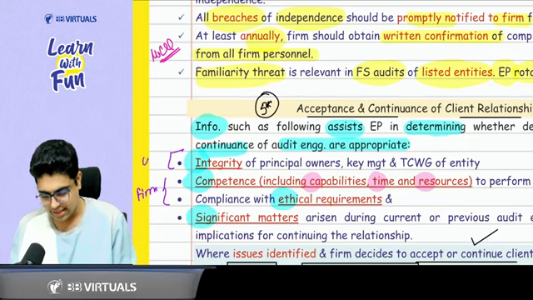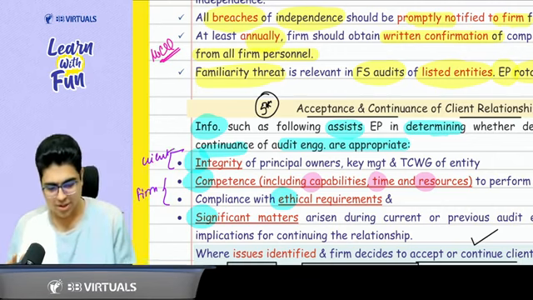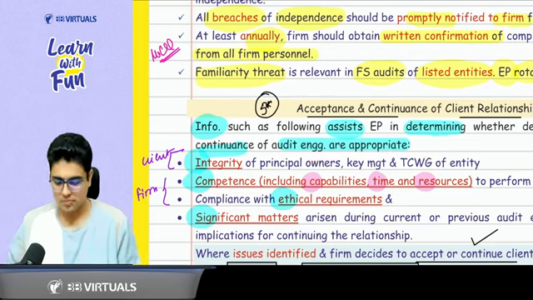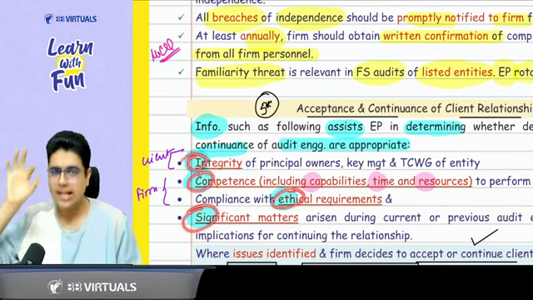What about the client? The client should have integrity. That means the integrity of the owners, management, and TCWG. So these are the four points: significant matters, ethical requirement, CCTR, and integrity.